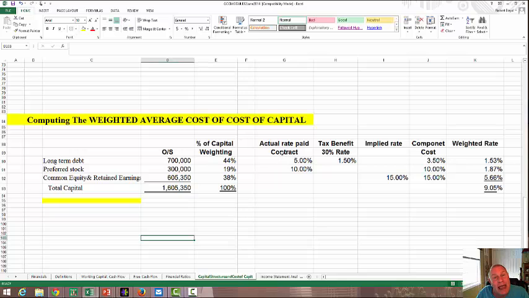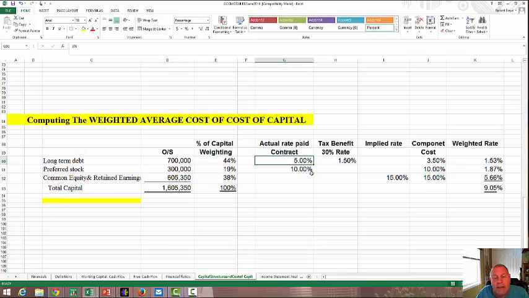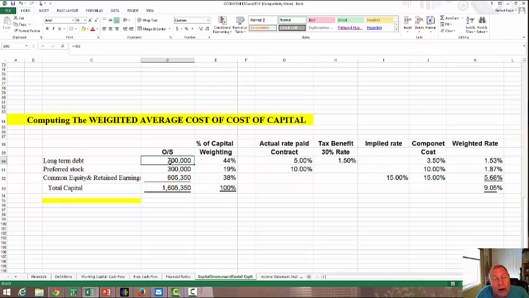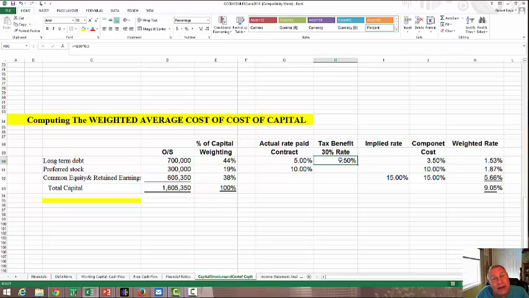We then need to calculate the component cost of each one of these categories. In this case, the interest rate is 5% on their debt. So that's the cost of that $700,000 on a percentage basis. However, since it's tax deductible, we get a tax benefit. So if we take 30% of 5, I get a tax benefit of 1.50. So that component cost is 3.50.